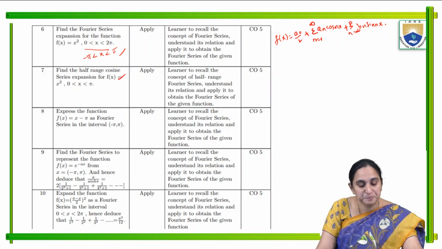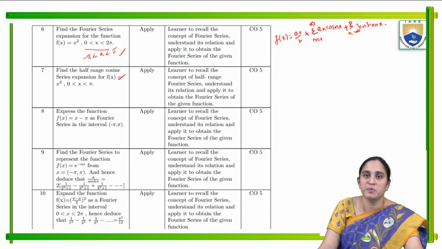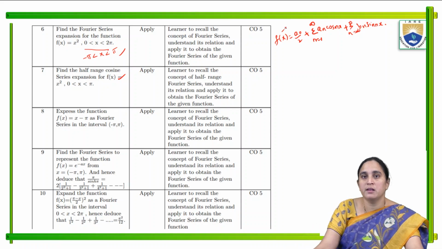Okay, according to that formula, we have to write that formula and find out the expansion of the half range cosine series. Next, express the function f of x is equal to x minus pi as Fourier series in the interval minus pi comma pi. Okay, this is also full range minus pi comma pi, but whenever they are giving minus pi comma pi means for that case, first of all we have to verify that is even or odd function.